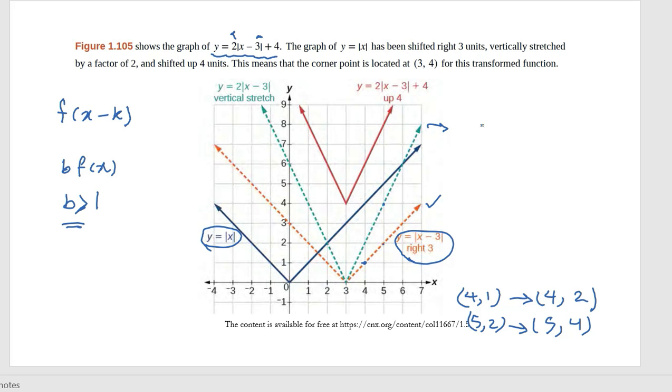So here is 2 absolute value of x minus 3, then plus 4. So from f of x plus k, when k is positive, we shift up. So 4 units, 1, 2, 3, 4. 4 units we shifted up. Y is equal to 2 absolute value of x minus 3 plus 4.